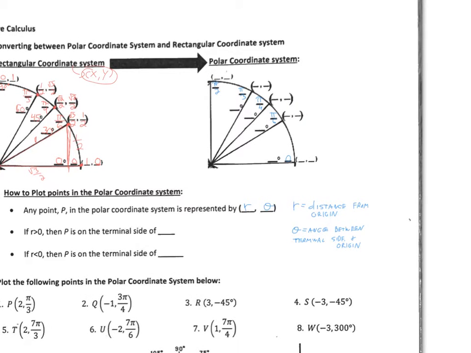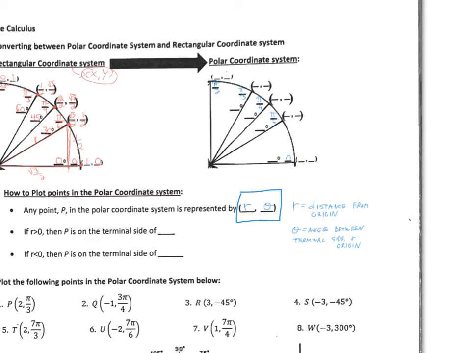So what's in blue, how do we plot points in the polar coordinate system? The x and the y are now replaced with what's called r and theta. So r is the distance from the origin, and theta is the angle between the side and the origin. So the angle is really going to give us the location. The radius is going to give us how far that point shoots out from the origin.